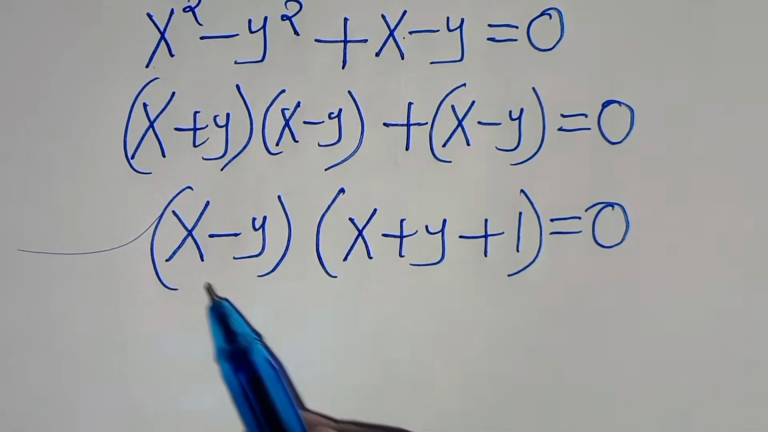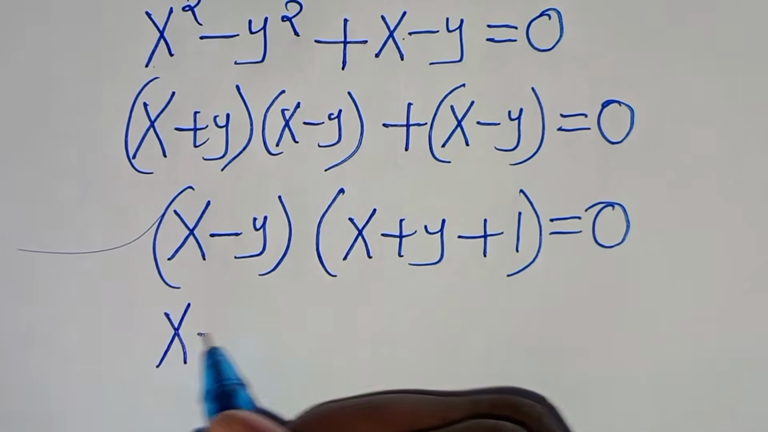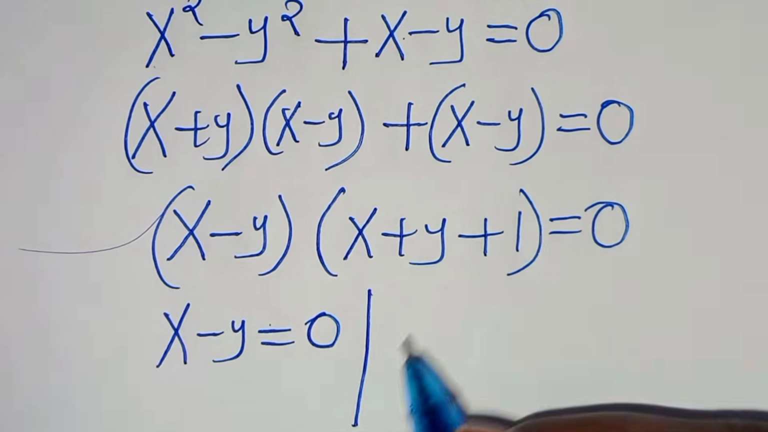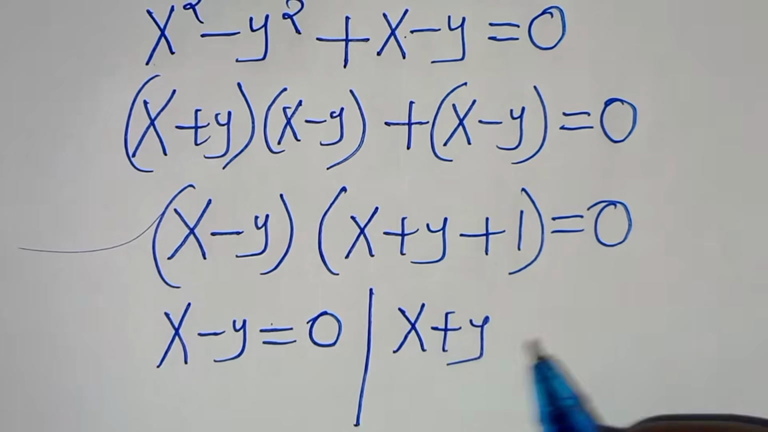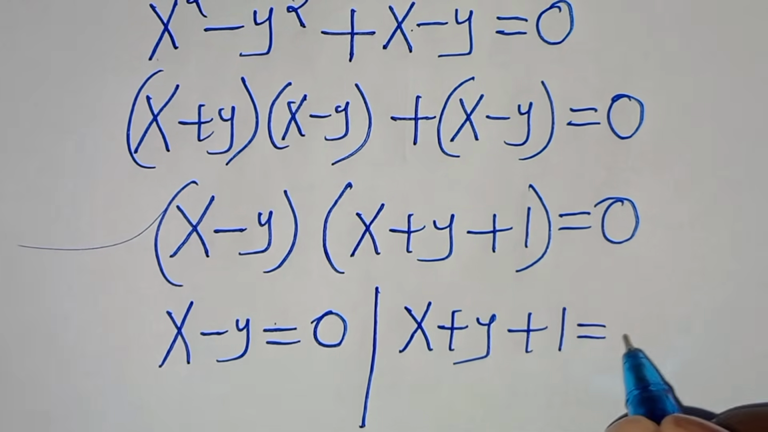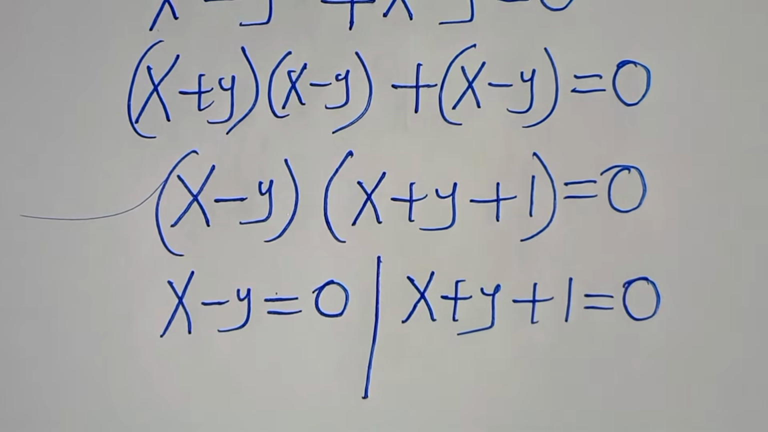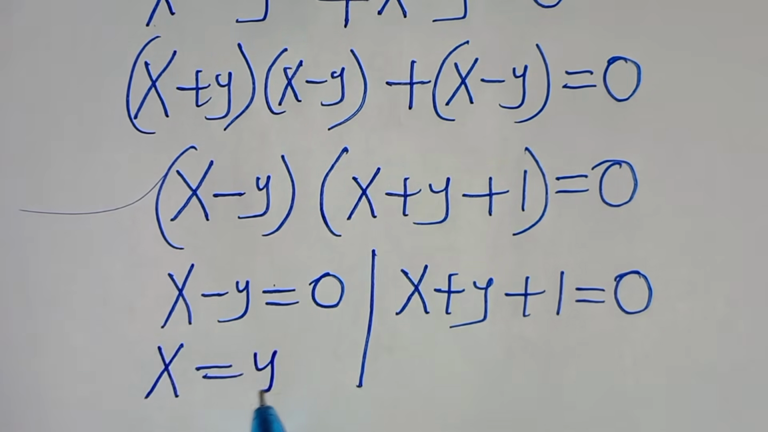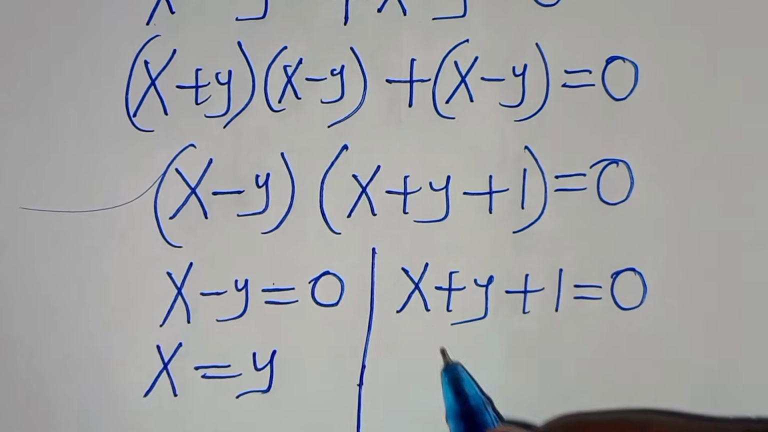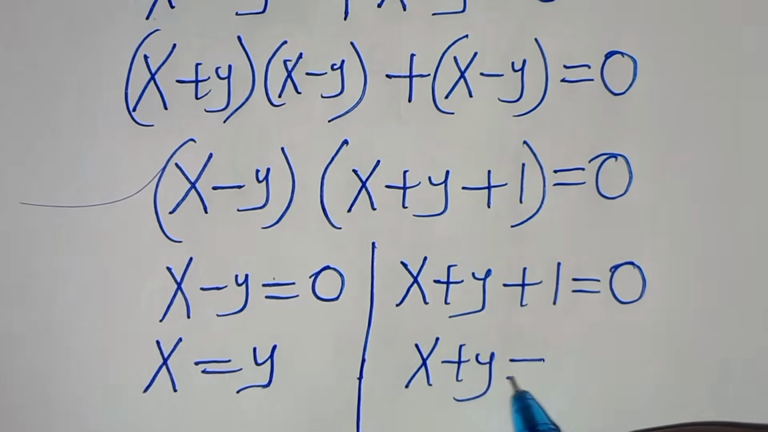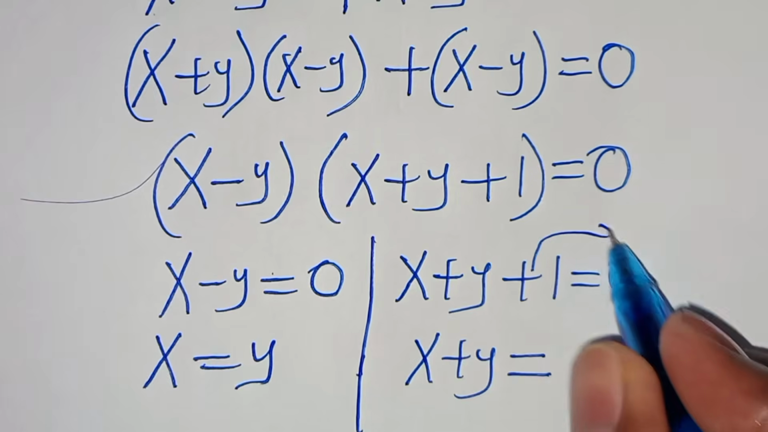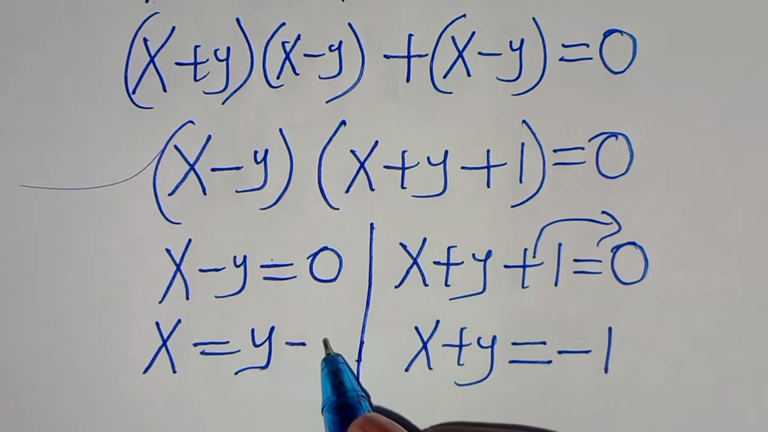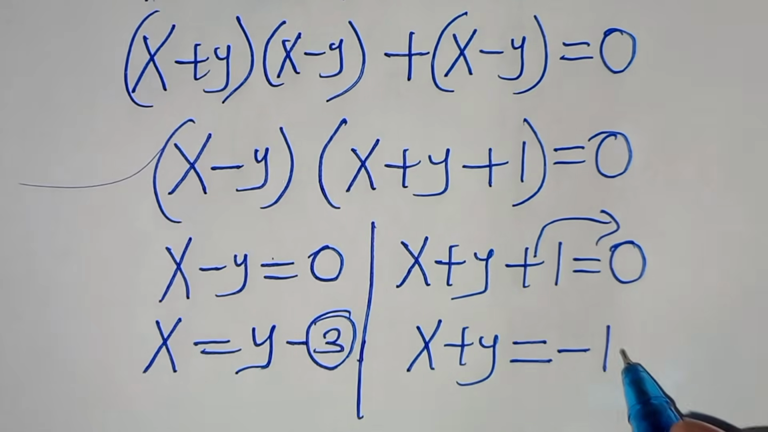Now, we have got two parts here. The first part is x minus y. This is equal to 0. This is the first case here. The second case is x plus y plus 1. This is equal to 0. This means that from the first case here, x is equal to y, and the second case here we have x plus y. This is equal to, we have plus 1 here. Let's take it to the right. So this is minus 1. So let's call this equation 3 and this equation 4.